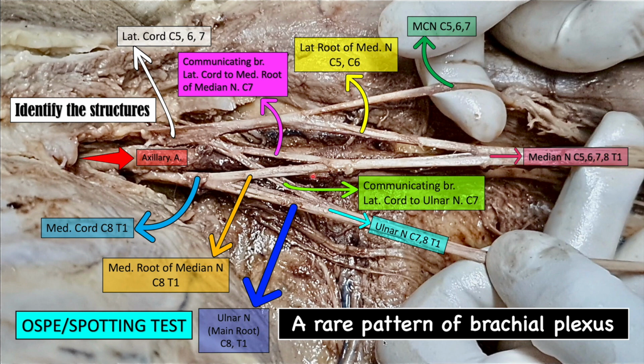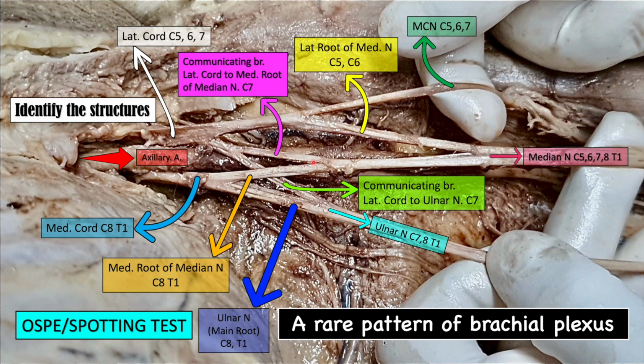But because here there are two communications from the lateral cord to the median nerve, this lateral cord is providing this lateral root, but there is another communication from the lateral cord to the medial root of the median nerve. Now this one you can see is the medial root of the median nerve, right? So there is a communication from the lateral cord to the medial root of the median nerve, and that is providing C7.